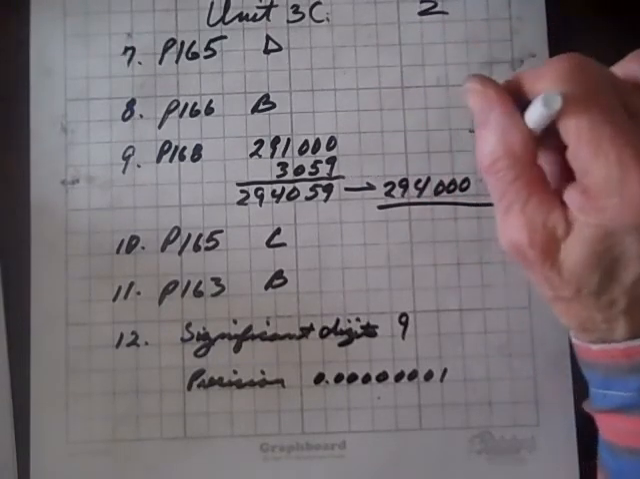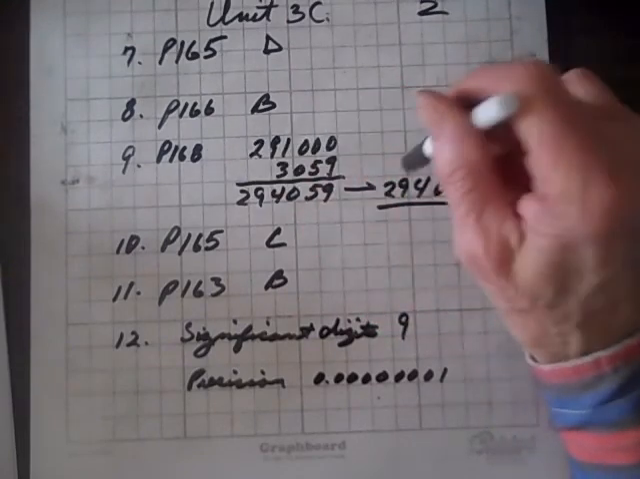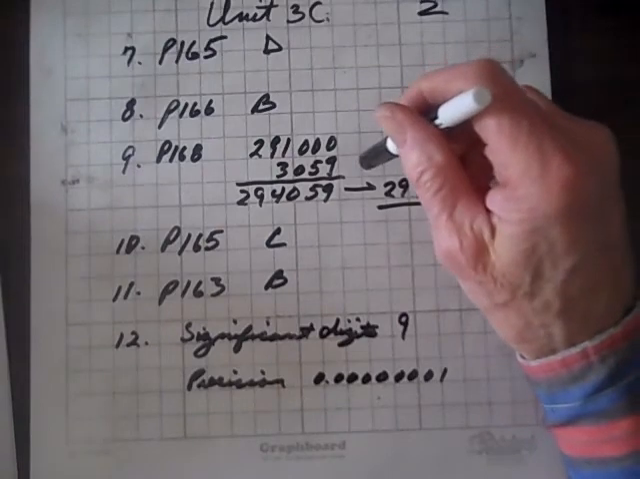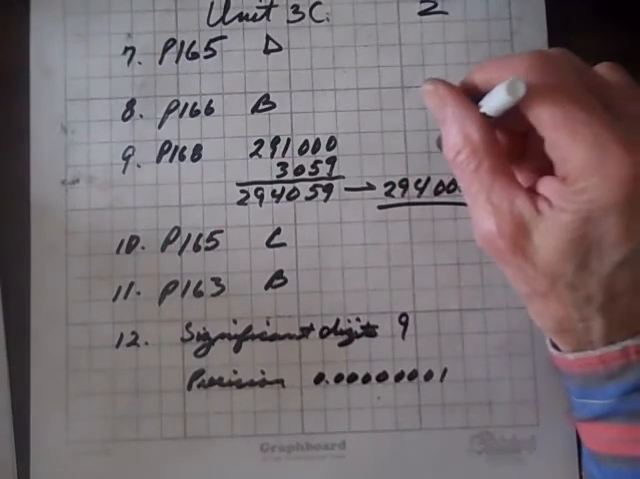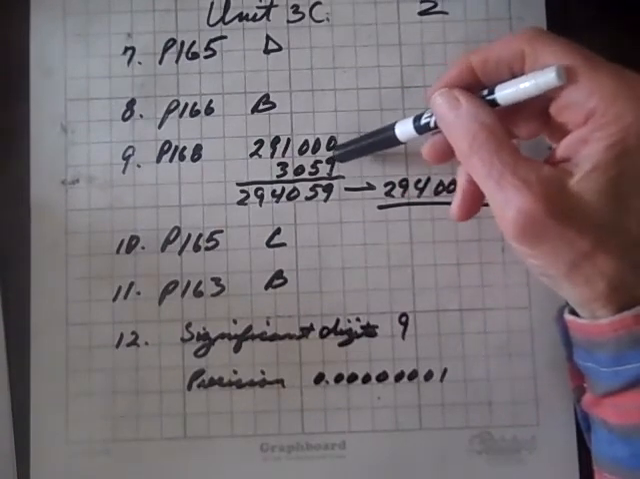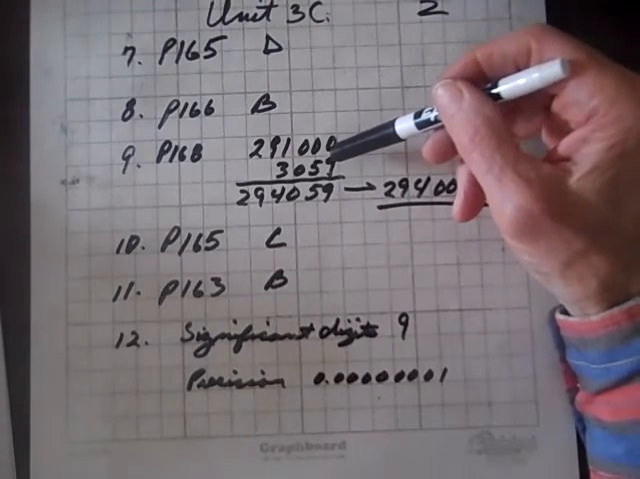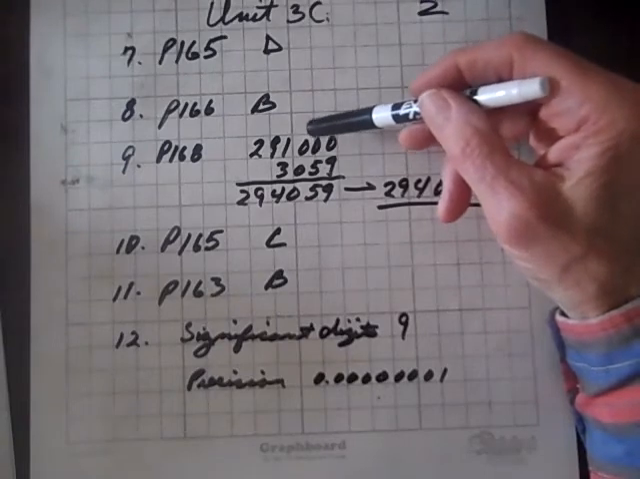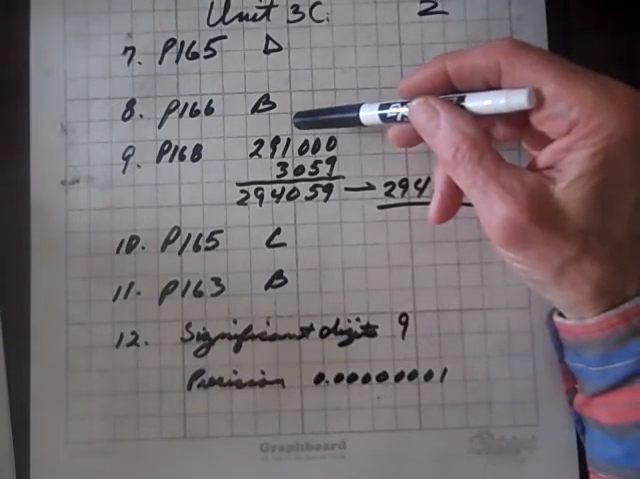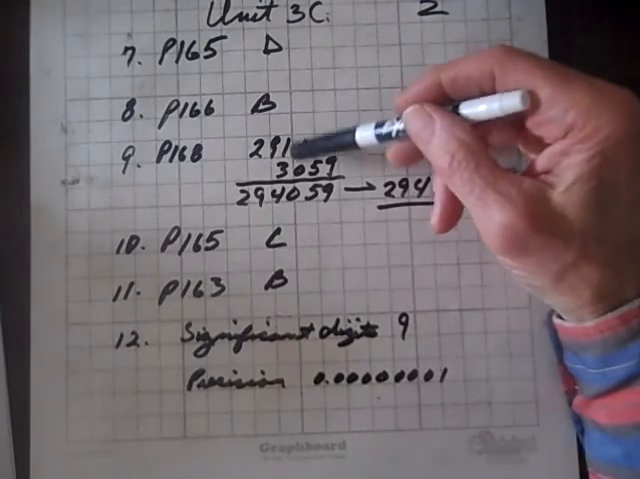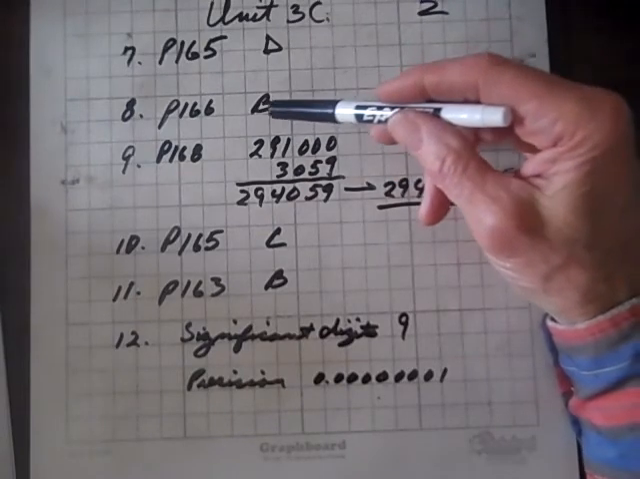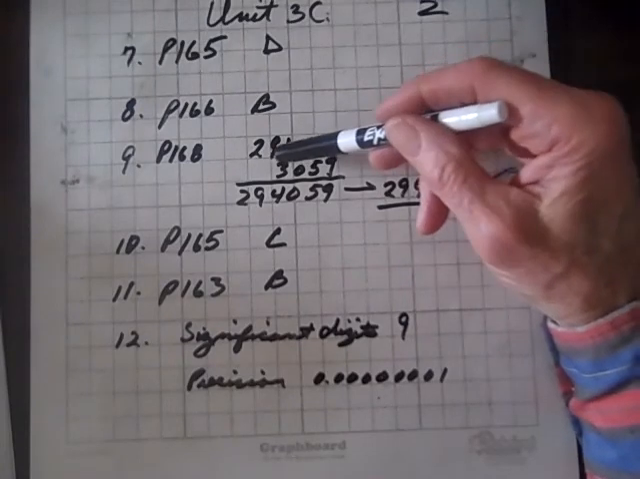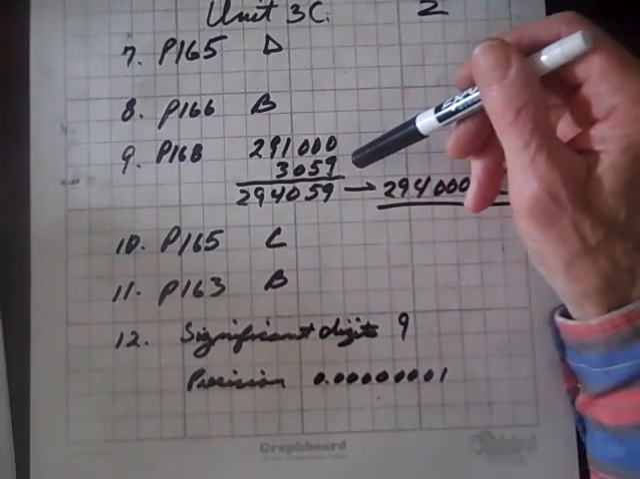For number 9, the rounding rule for addition and multiplication of significant figures is found on page 168, and when you add, you always round to the least precise of the numbers in the sum. And 191,000 is less precise than 3,059.